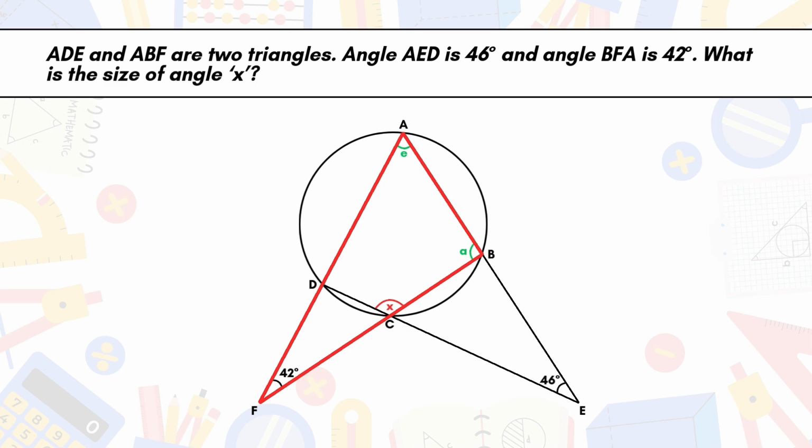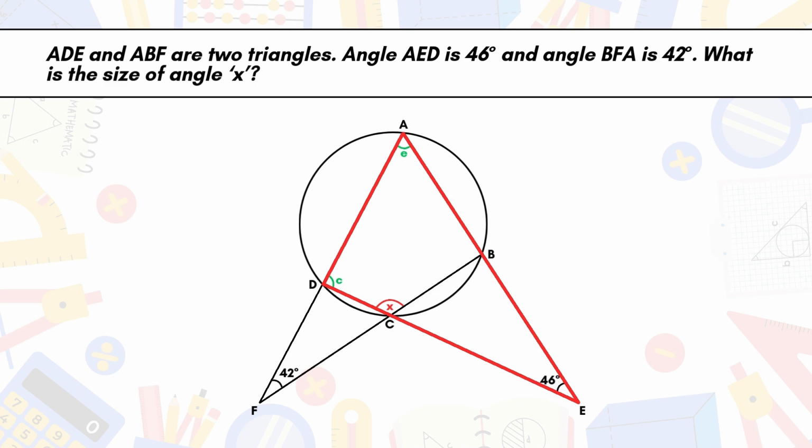For triangle ABF, we're given angle BFA, which is 42 degrees. As for the remaining angles, we're just going to label them lowercase a and lowercase e. Similarly, in triangle ADE, we're given angle AED, which is 46 degrees, and let's label the remaining angles lowercase c and lowercase e. As you can see, the two triangles share angle E at point A.